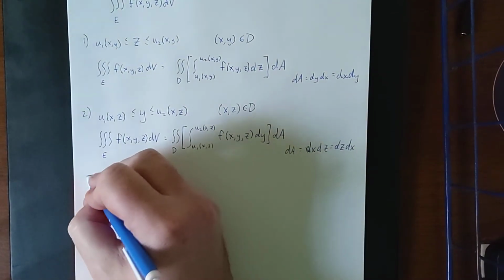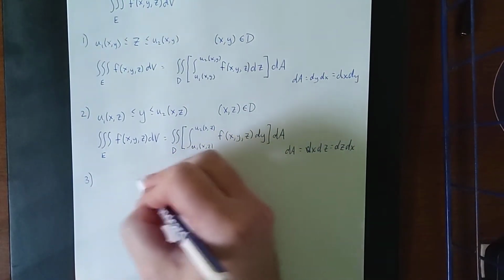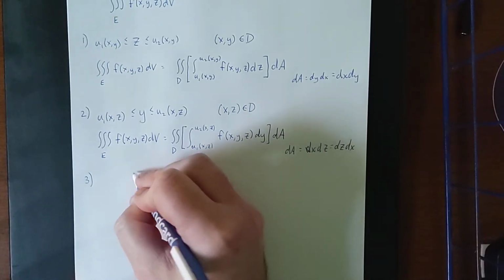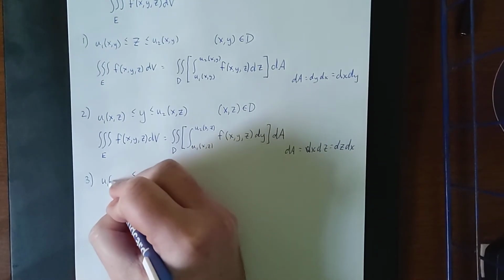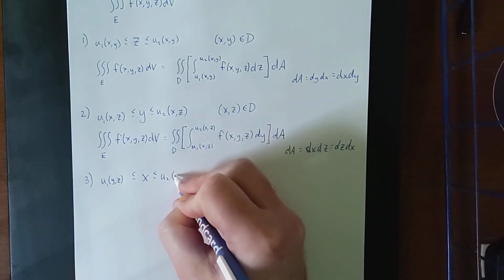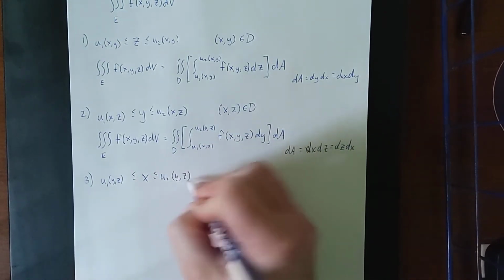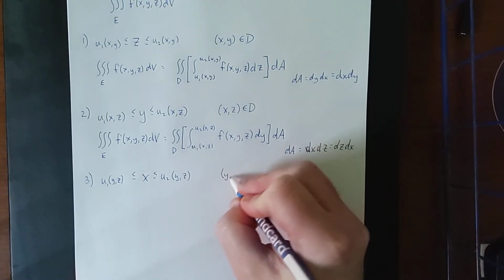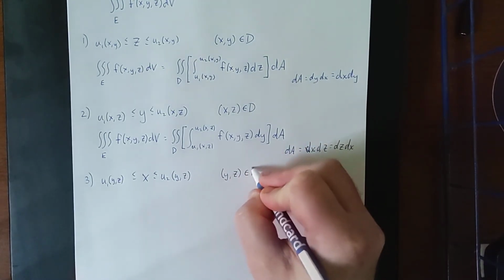Final possibility for our triple integral is that x could be bounded between two functions of y and z. Once again, we'll refer to them as u1 and u2 of y and z. And this is where you'll have a bunch of ordered pairs yz that are contained within some domain D.